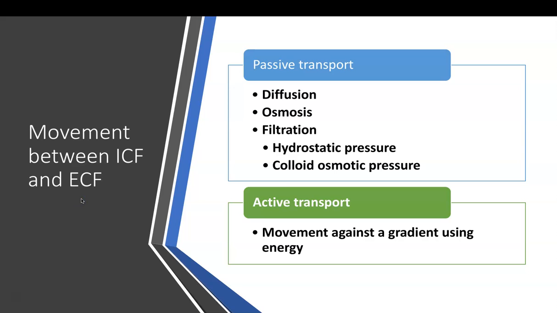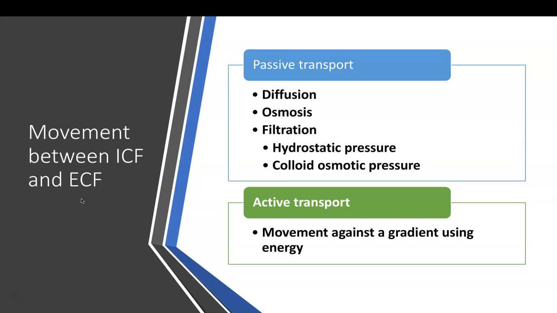So the next thing we want to look at is movement between intracellular and extracellular fluid. Movement of fluids between the various compartments occurs in one of two ways, either passive transport or active transport. There you see listed here the different forms of passive transport. The movement of anything against a gradient using energy is active transport. So anything not requiring energy is passive. If it requires energy, it's active.